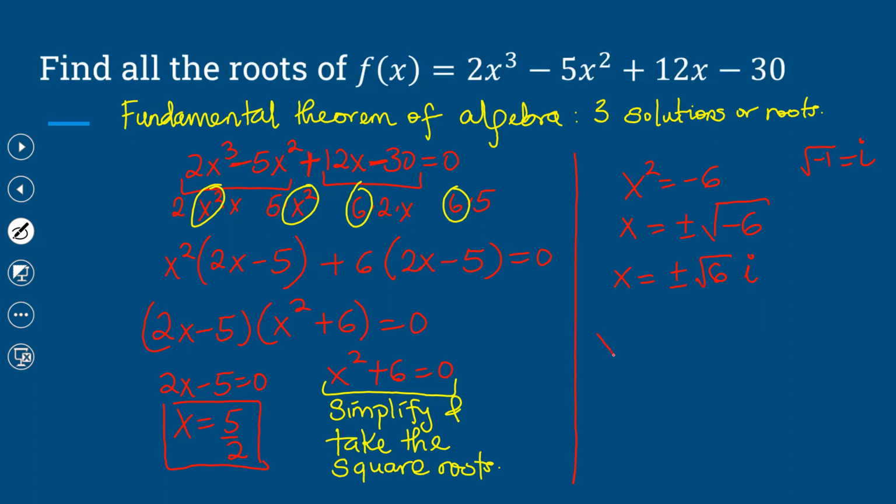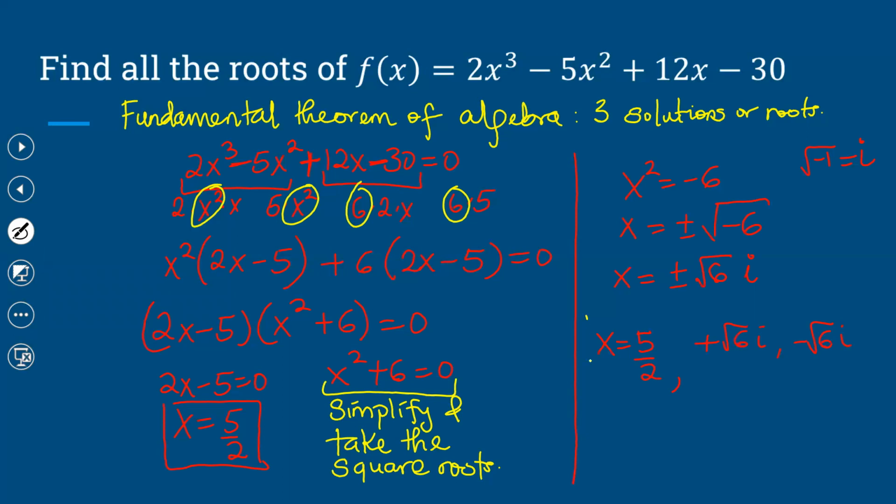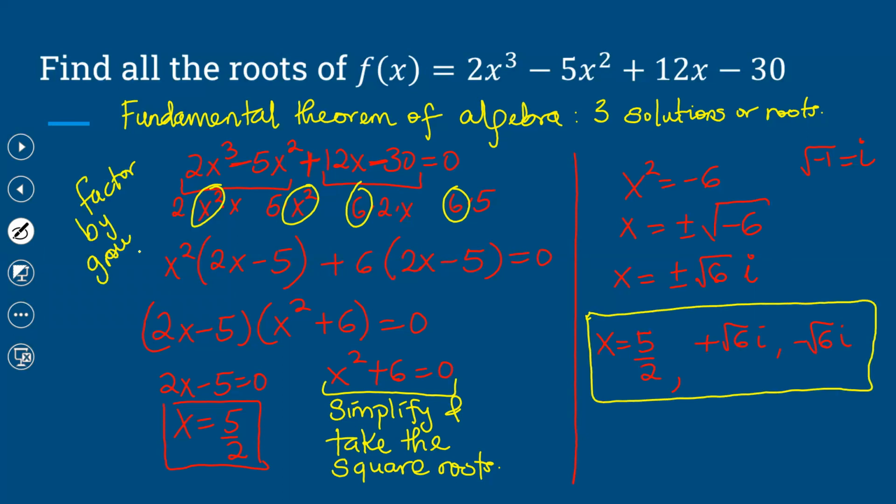So the final solution is s equals 5/2. That's the first solution, which is the rational solution in this case. The complex solutions will now be plus root 6 i, and the third one is negative root 6 i. And those are the solutions. So we use factor by grouping, then we simplify and take the square root.